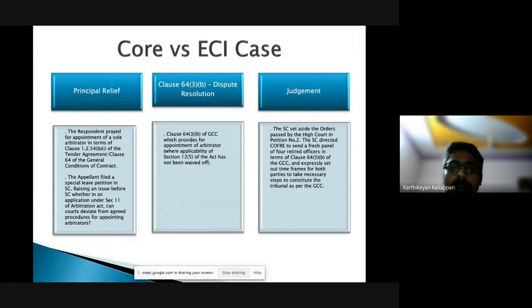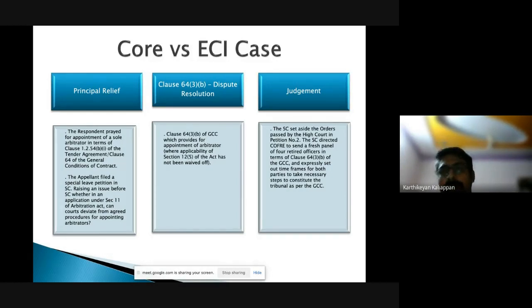So in this case, there are two things which happen. Okay, so there was a contract made between CORE, which is the Central Organization for Railway Electrification, and ECI. ECI is a joint venture company. ECI took up the job, but it failed to complete the work within the contractual period. So that was the problem with ECI.